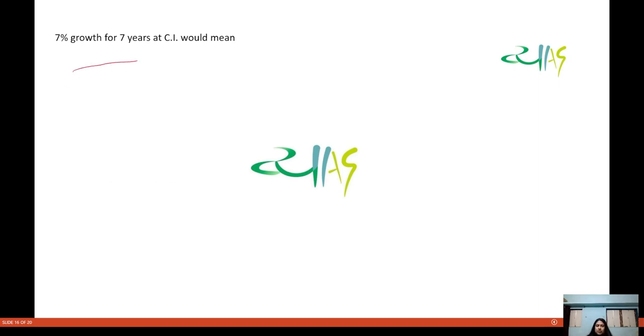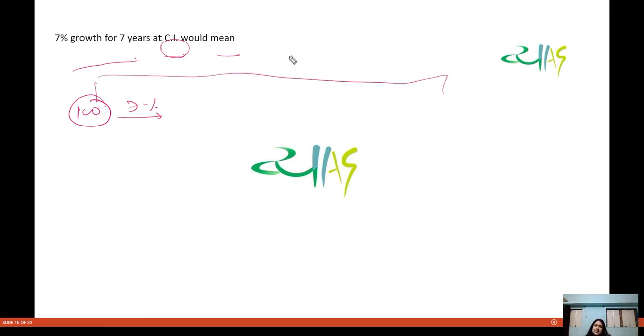Now, if we have to calculate for a 7% growth rate for 7 years, let's just try to do this. So we have 100 here, a 7% growth rate for 7 years at compound interest. Basically this is asking, after 7 years, how much percentage growth will there be? Okay, so let's calculate this. So 7% of 100 is 107, because 7% of 100 is 7, so you add 7 and you get 107.